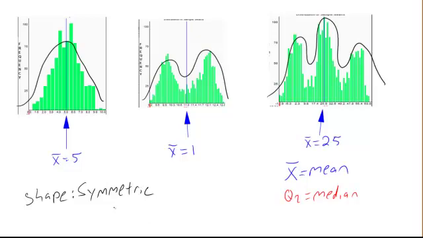Whenever you have a symmetric shape to your graph, your mean is about equal to your median. Okay, so I can go back here. My median, again, is going to be about 5. My median for this one is about 11. And my median for this one is about 25.